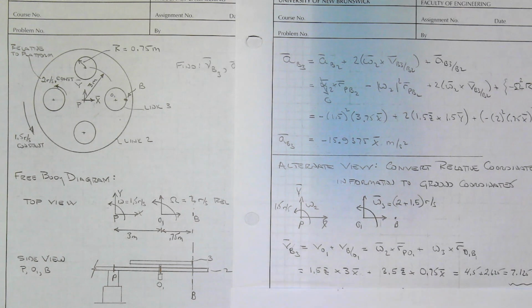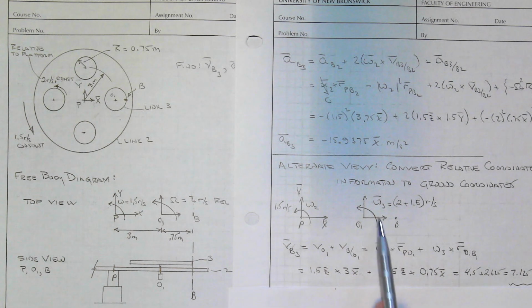If I do that, VB3 is simply the velocity here at O1, then jump to B. So that would be omega cross R to O1, and then omega 3 cross R to B on link 3. All right, so that's 1.5 cross 3.75x, plus, now the bucket's rotating at 3.5 radians per second relative to ground, cross 0.75x. Add it all up, get the same velocity.